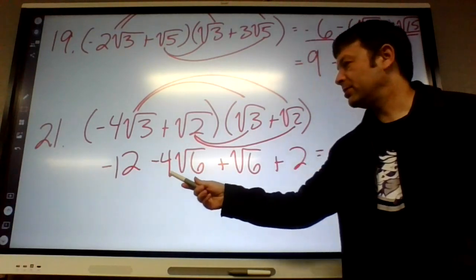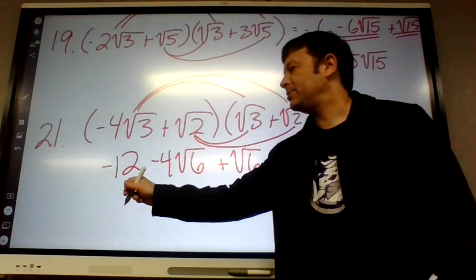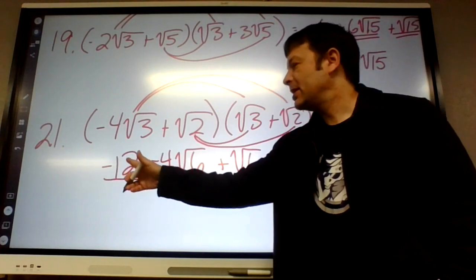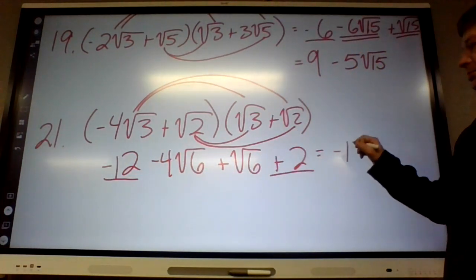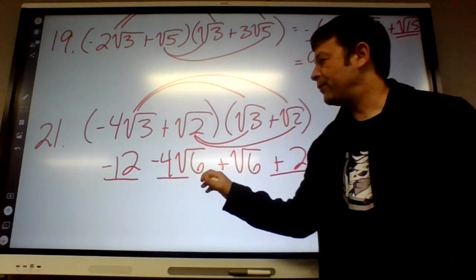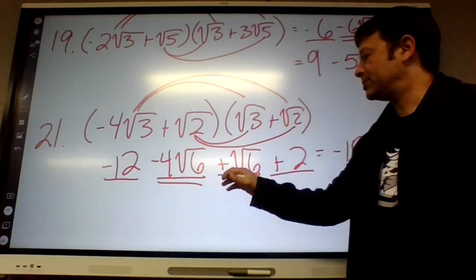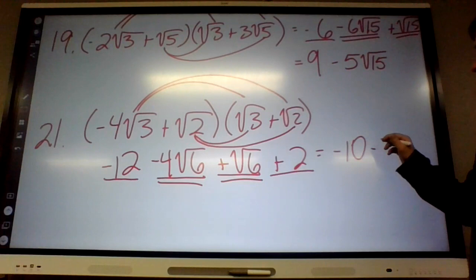I'd rather do this than what we did yesterday. Okay, yeah, yesterday was probably too hard. It's more like an algebra 2 thing, I think. Negative 12 plus 2, negative 10. Negative 4 square root of 6 plus 1 square root of 6, negative 3 square root of 6.